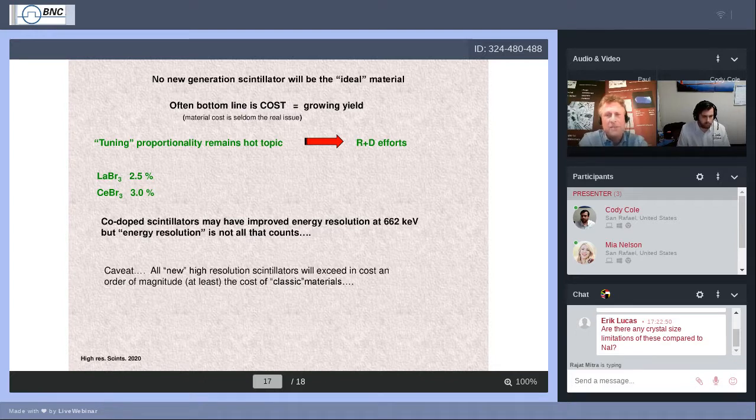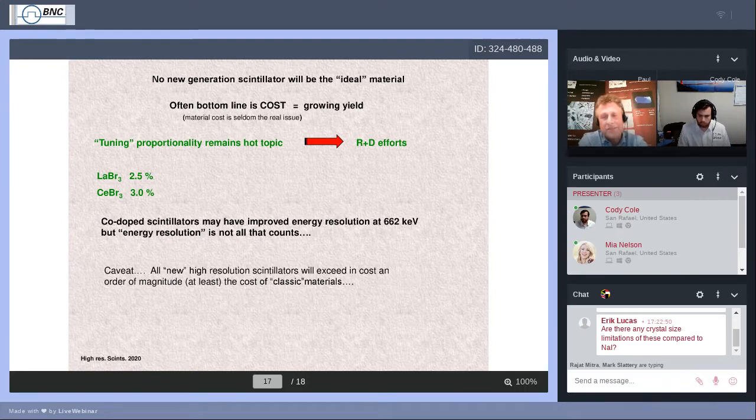One of the reasons that cerium bromide and lanthanum bromide, or LaBr, are relatively expensive is that they have an anisotropic linear expansion coefficient. This makes it difficult to grow these materials with a very good yield. At the moment, tuning the proportionality, the property I discussed in the beginning of this talk, is a real hot topic. We're trying to add things to scintillators to make them more proportional and to push down the resolution more, with LaBr or lanthanum bromide to 2.5% and cerium bromide close to 3%.